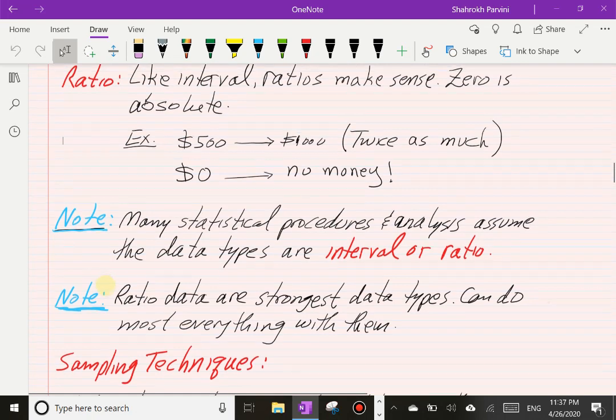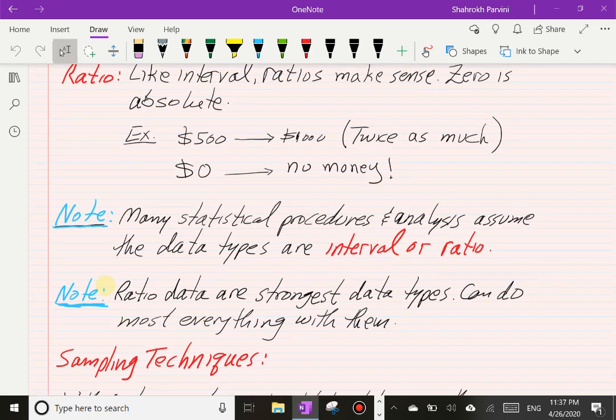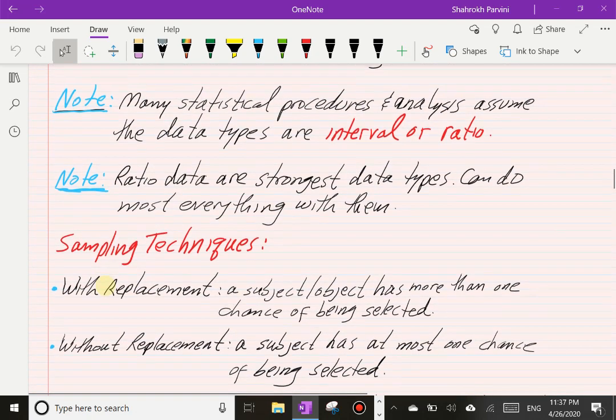Now, next we get into our sampling techniques. We actually have two kinds of sampling. So I have them here for you. We could do our sampling with replacement or without replacement. So what's the difference? Well, with replacement is just that.